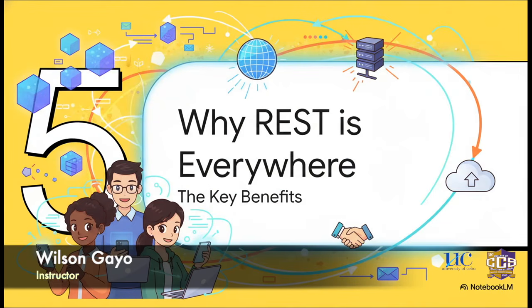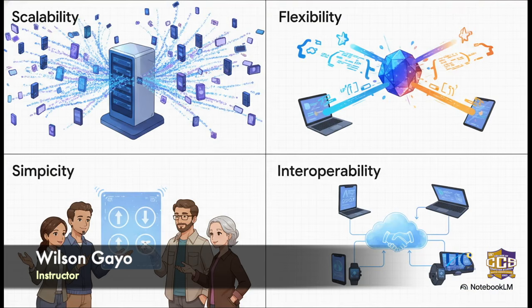So we've seen how it all works. It's clean, it's logical, it's predictable. But that really brings us to the biggest question of all. Why? Why has this particular set of rules become the de facto standard for almost the entire internet? Well, the reasons are pretty powerful. First, scalability. Remember that statelessness thing? Because the server doesn't have to remember past conversations, it can handle millions of different requests at the same time without breaking a sweat.